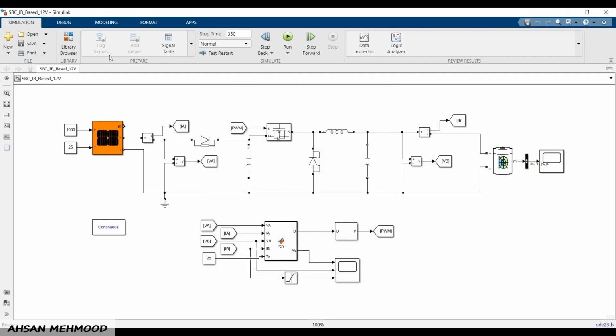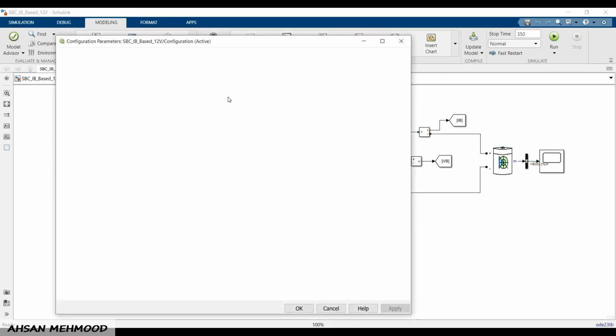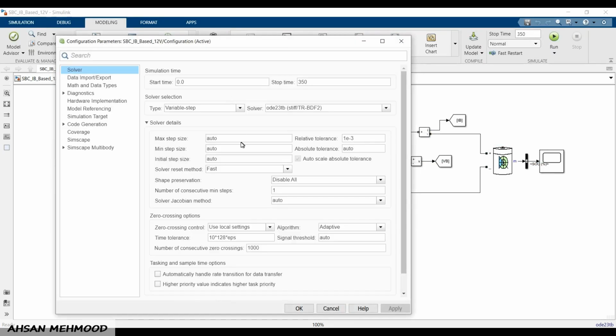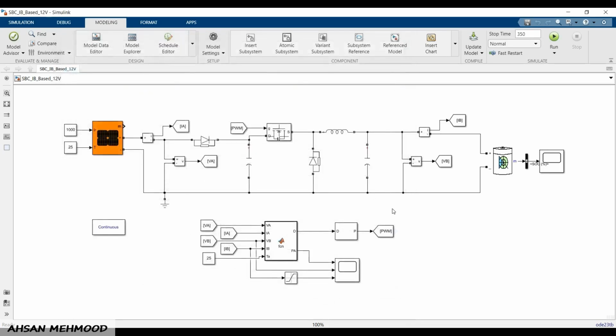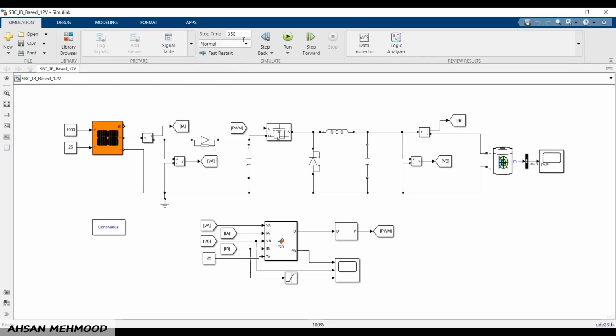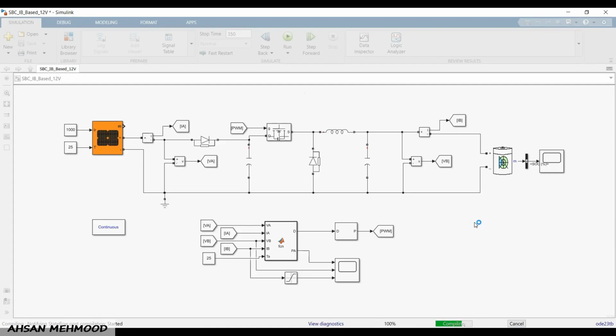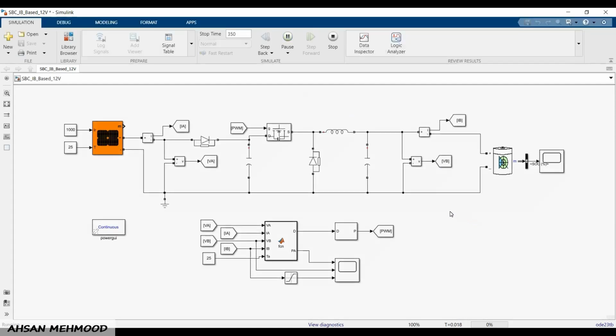Now it's time to run the simulation. In the model settings, solver is set to ODE 23TB of variable step type. I'll run this simulation for 350 seconds. The values of battery voltage, current, state of charge, and array power are displayed on the screen.